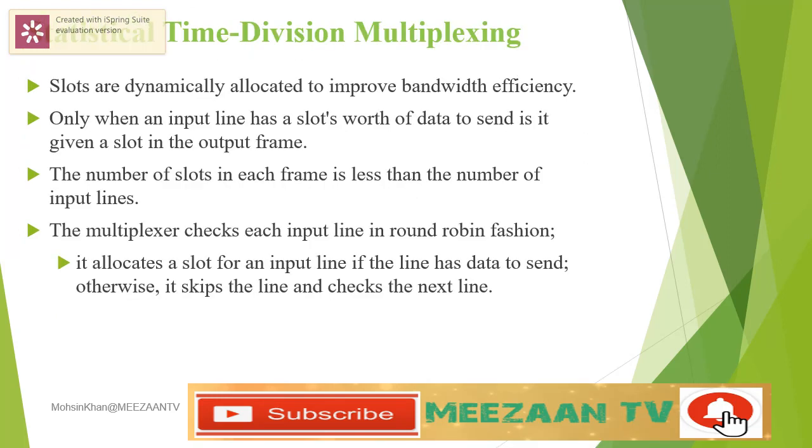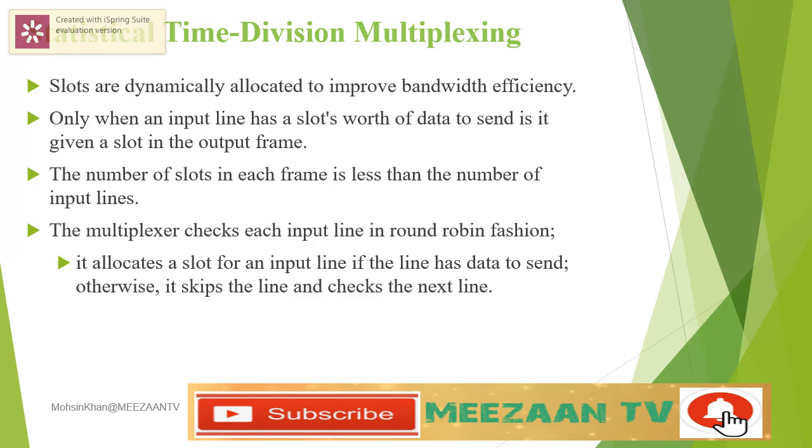As we saw in the previous section, in synchronous TDM, each input has a reserved slot in the output frame. This can be inefficient if some input lines have no data to send. In statistical time division multiplexing, slots are dynamically allocated to improve bandwidth efficiency. Only when an input line has a slot with data to send is it given a slot in the output frame. In statistical multiplexing, the number of slots in each frame is less than the number of input lines.